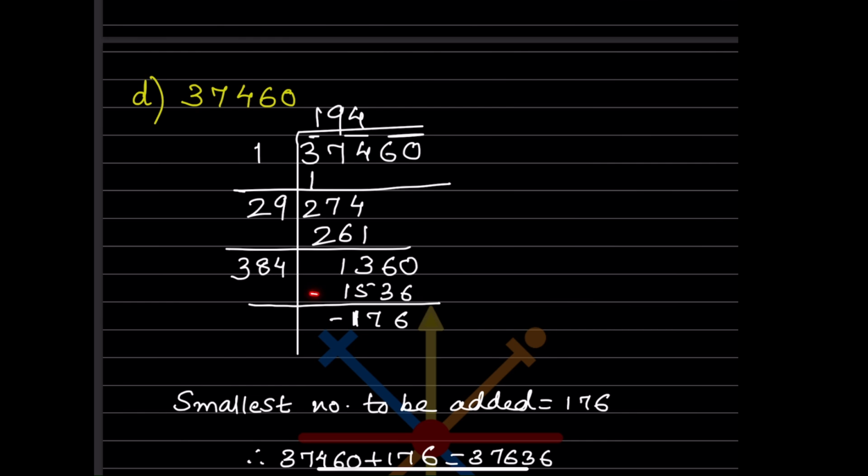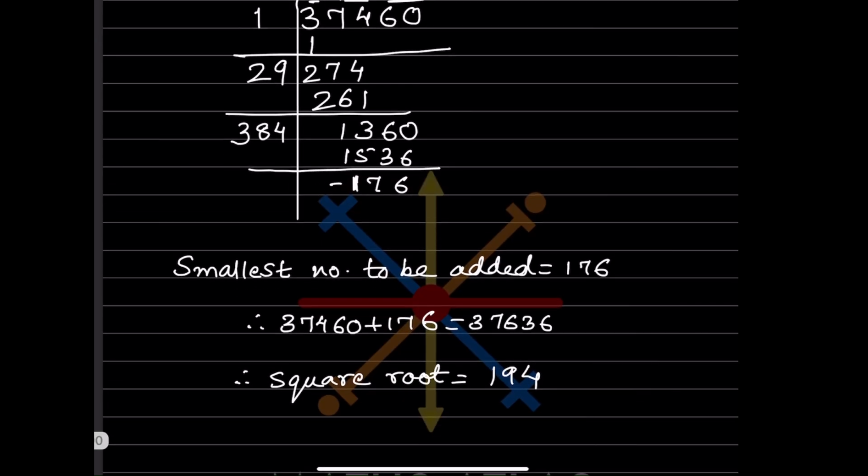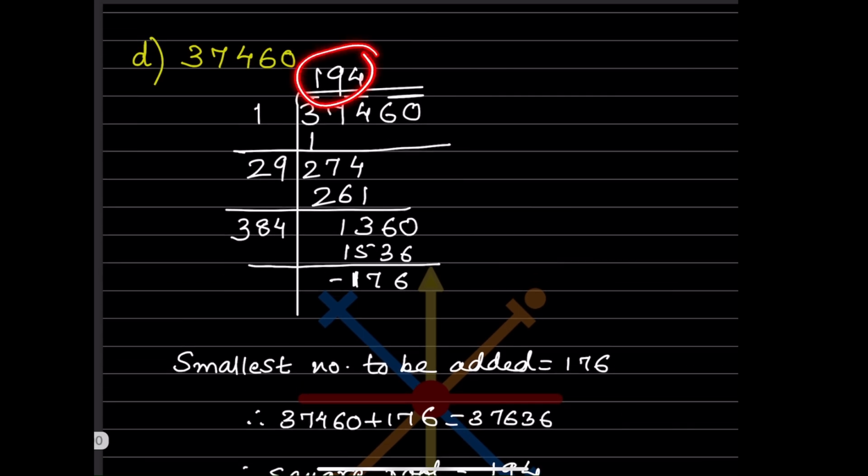So now when we subtract this one, we get minus 1536, that is the negative one, and 1360, that is going to be negative 176. So the smallest number to be added is 176. And we can write here 37460 plus 176, that is 37636. And if we take the square root of this one, we get 194, which is also.